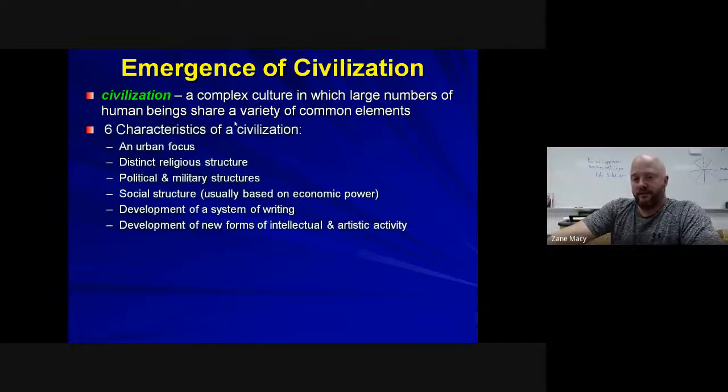Now, a society becomes a distinct civilization when it meets six key elements, six characteristics. An urban focus, you have villages, towns, cities. You have a distinct religious structure.